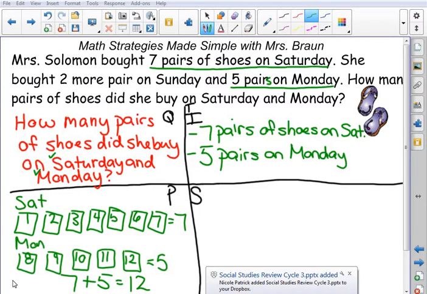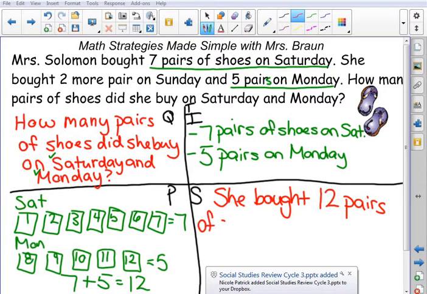Okay? So now I'm going to come back over here to the solution part. This is where I'm going to write a sentence to answer the question that I had in the very first box. So how many pairs of shoes did she buy on Saturday and Monday? Whenever I write a solution, I want it to mirror the question that I'm trying to answer. So I'm going to rephrase or restate that question and then put my answer in there. So she bought 12 pairs of shoes on Saturday and Monday.